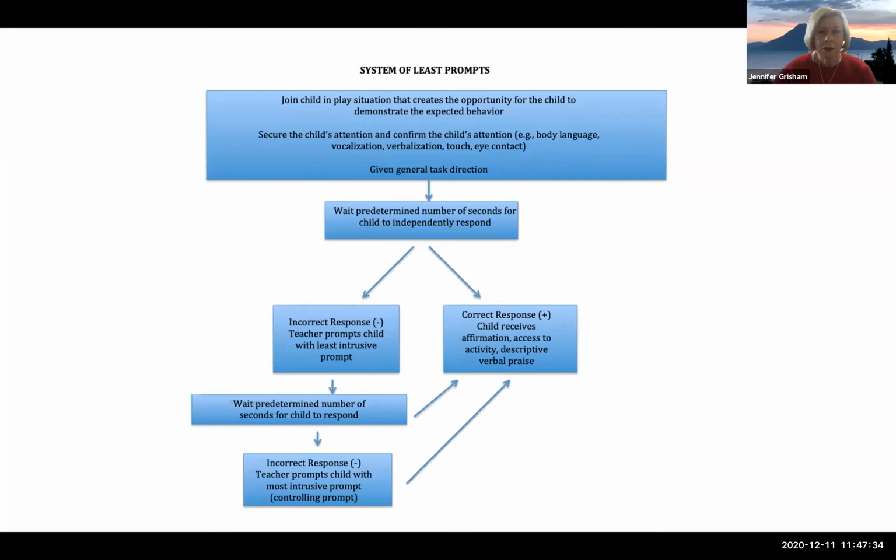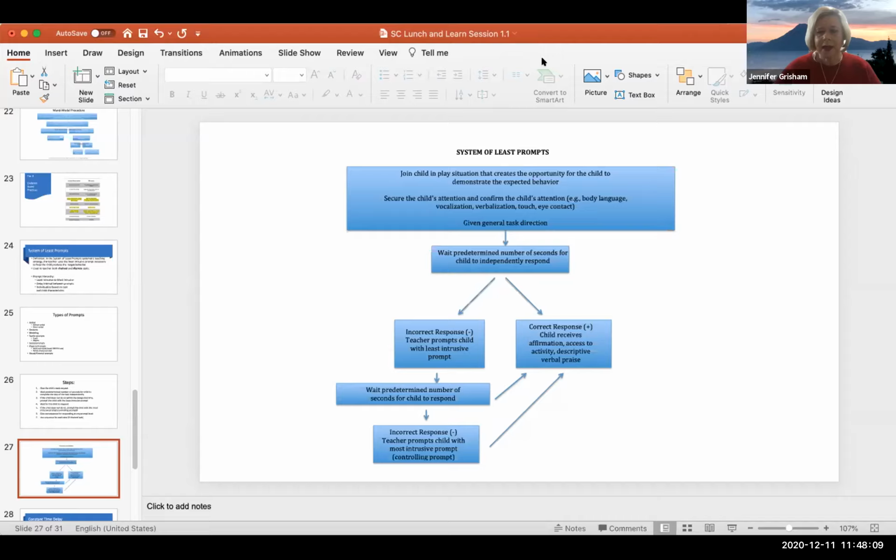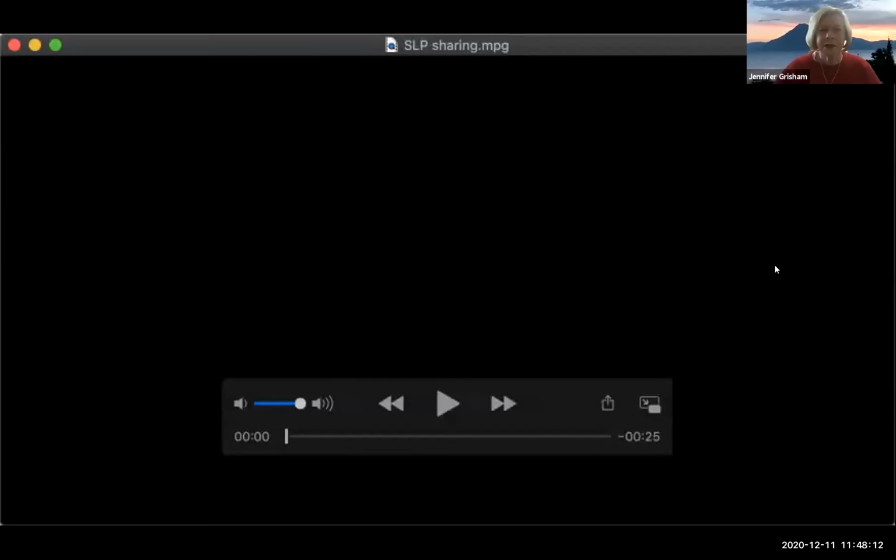I'm going to show you a very brief clip that was actually done at our lab school. Hang on, let me pull it up first. Sorry, guys. It's of a little boy in our classroom who needed some help sharing. This is not actually a child with a low incidence disability, but it is a really good example of how the system of least prompts is used to teach that particular skill set.